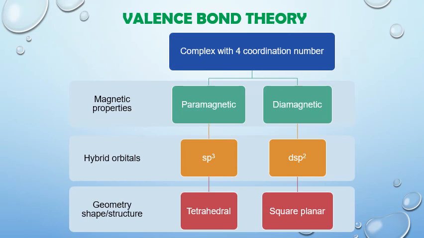In conclusion, valence bond theory assumes that if the complex has 4 coordination number and it is paramagnetic, the hybrid should be sp3 and the geometry is tetrahedral. However, if the magnetic property is diamagnetic, the hybrid is dsp2 and the geometry should be square planar.